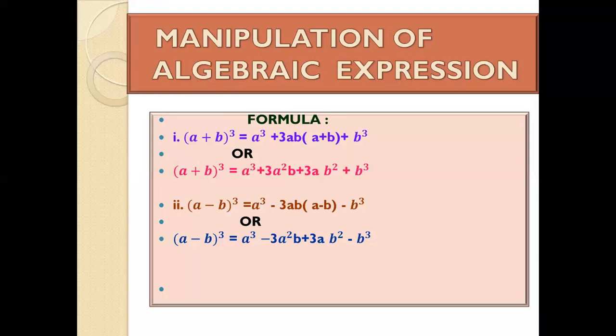You can apply both types of formulas in the question, but I prefer the second one. A plus b whole cube is equal to a cube plus 3a square b plus 3ab square plus b cube, and a minus b whole cube is a cube minus 3a square b plus 3ab square minus b cube. It's up to you. You can apply the first or second anytime.